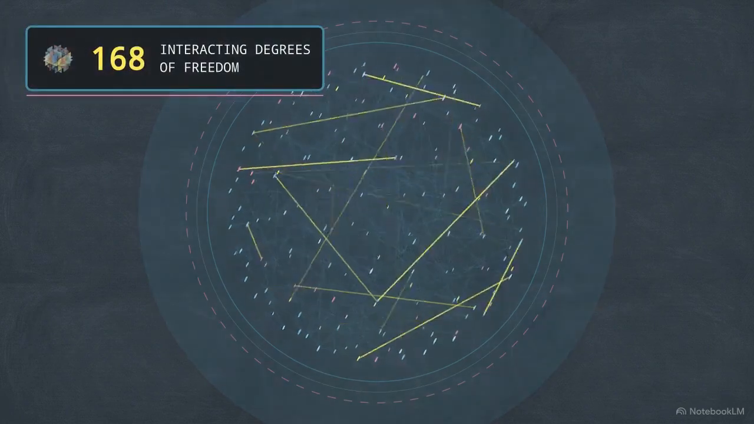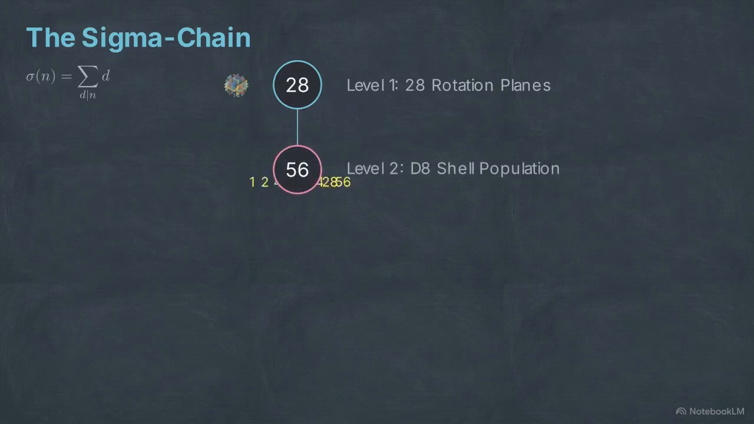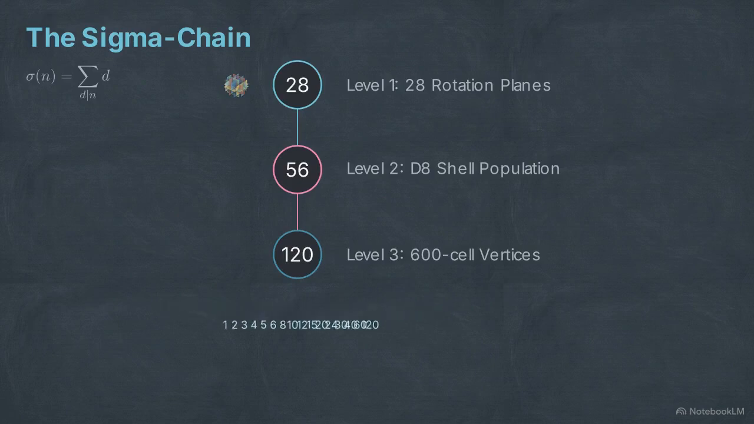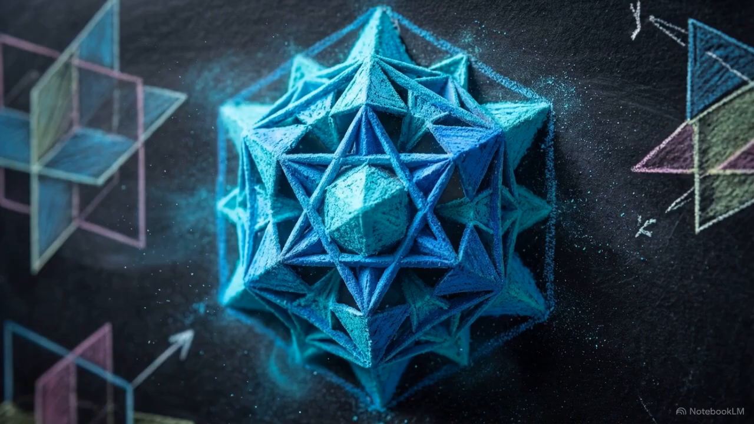From the initial 28 planes, the system scales using the divisor sum function, or the sigma chain. The sum of the divisors of 28 is 56. The divisors of 56 sum to 120. The divisors of 120 sum to 360. These represent the structural components of the E8 lattice.